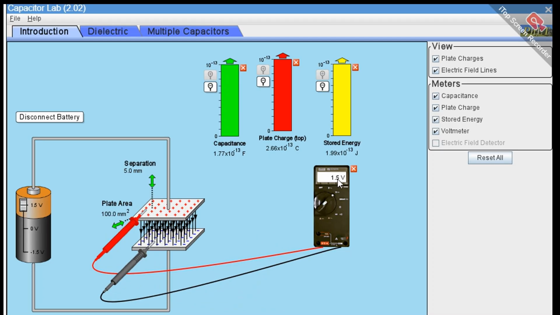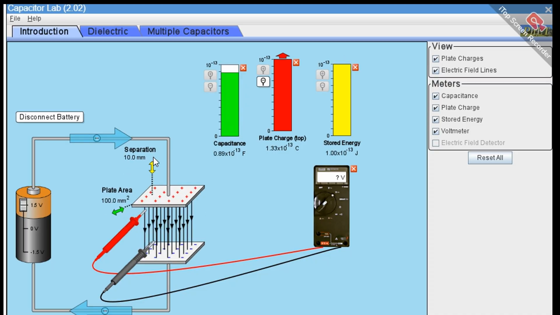So this voltmeter shows 1.5 volts, and for this separation we have the capacitance that is about 1.77 × 10 power minus 13 farad. Now let us see if the distance of separation between the two plates is varied. Let us see what happens to the capacitance. We see here the distance is increased to about 10 millimeter, and so the capacitance is reduced to 0.89 × 10 power minus 13 farad, as the distance is in the denominator, epsilon naught A by D.